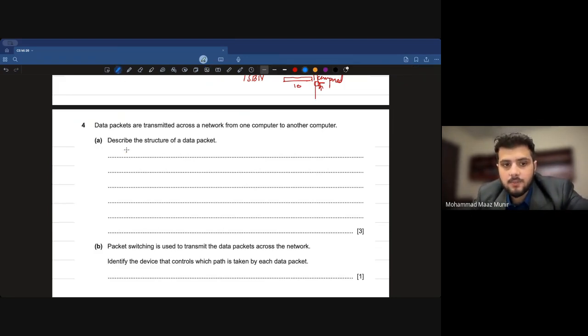A packet is split into 3 different sections.